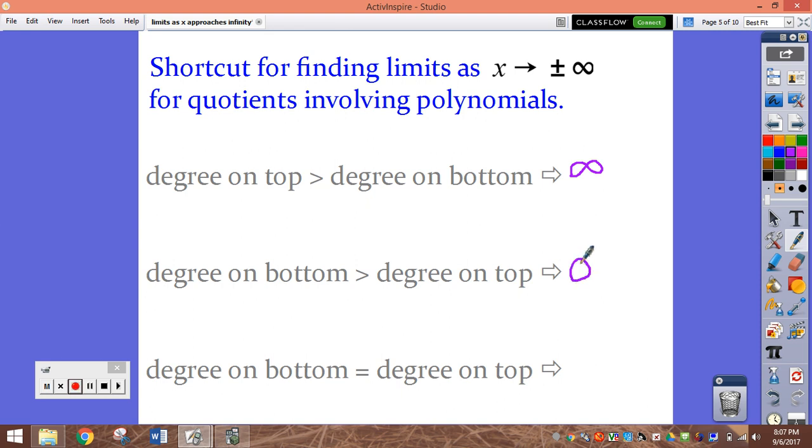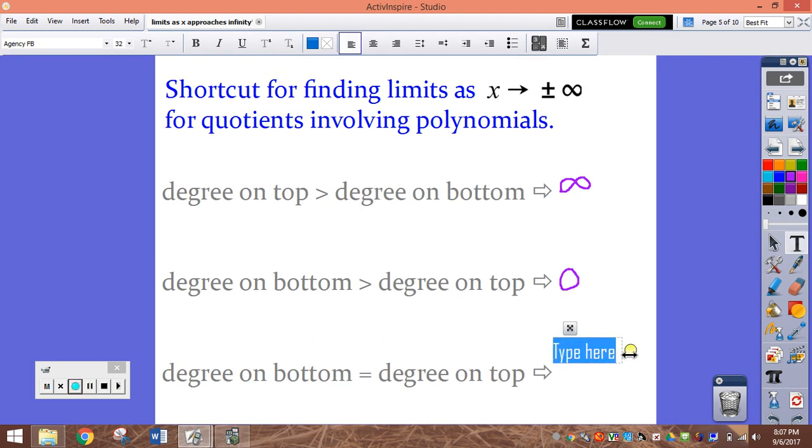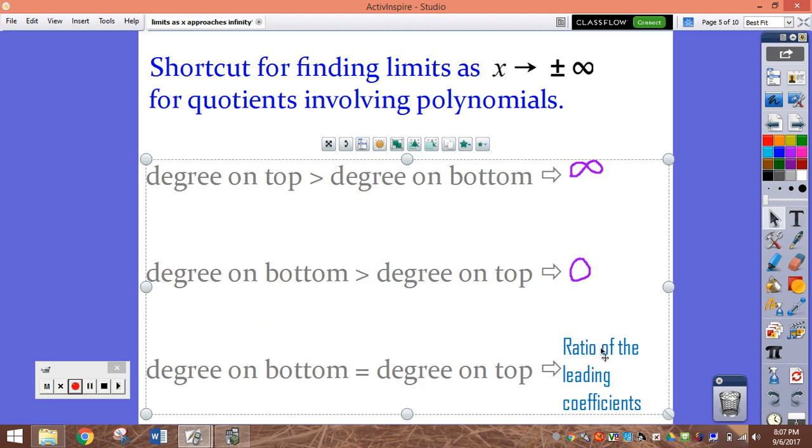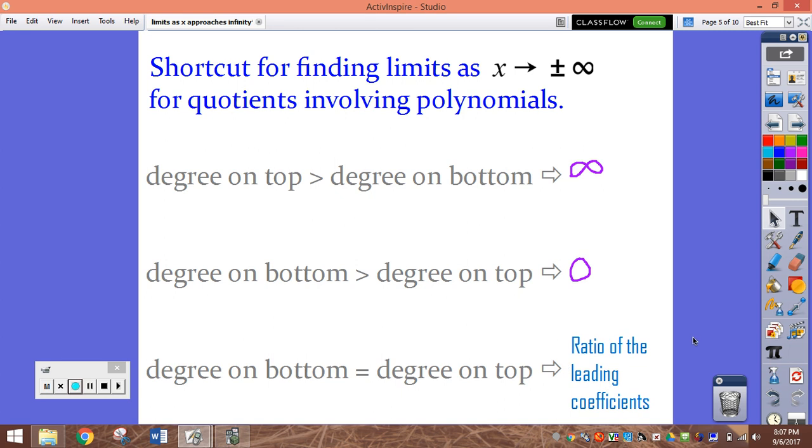And the degrees being equal, it's a little less clear, but basically it's the ratio of the leading coefficients. So there's some vocabulary there. Ratio is just a fraction. And then the leading coefficients are the coefficients of the terms with the degree. So it's like if you had 2x squared plus 3x over 4x squared minus 2, then you would take the leading coefficients, 2 over 4, which would be 1/2. That would be your limit.